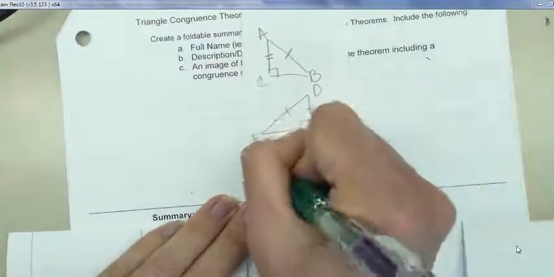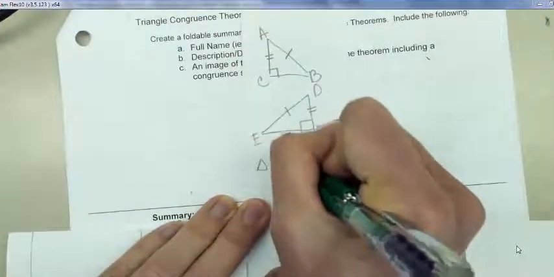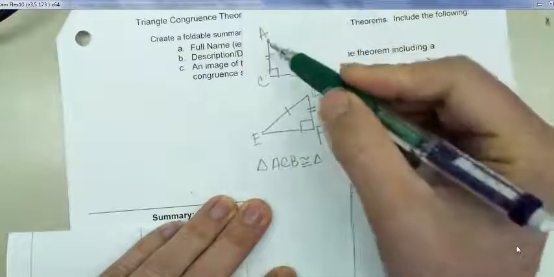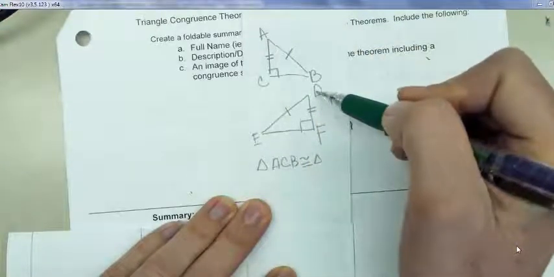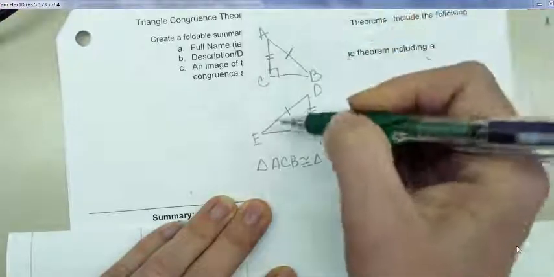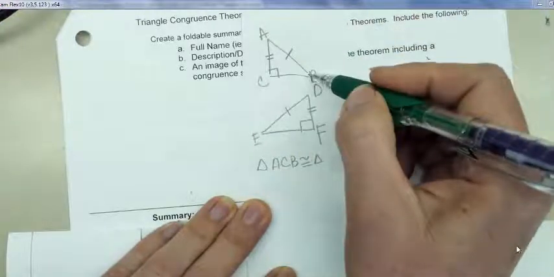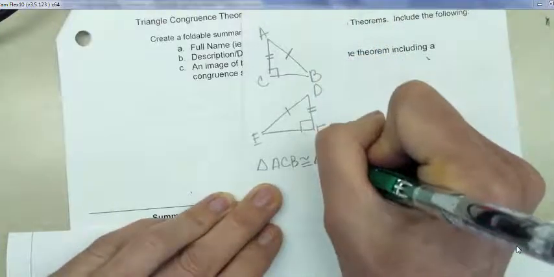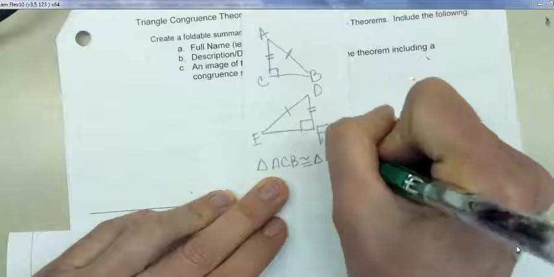So I know that triangle ACB is congruent to triangle, let's see, so A would have to be corresponding to D, right? Because F and C are going to be congruent. And then E would have to be corresponding to B. Okay, so we'll go D, F, E.